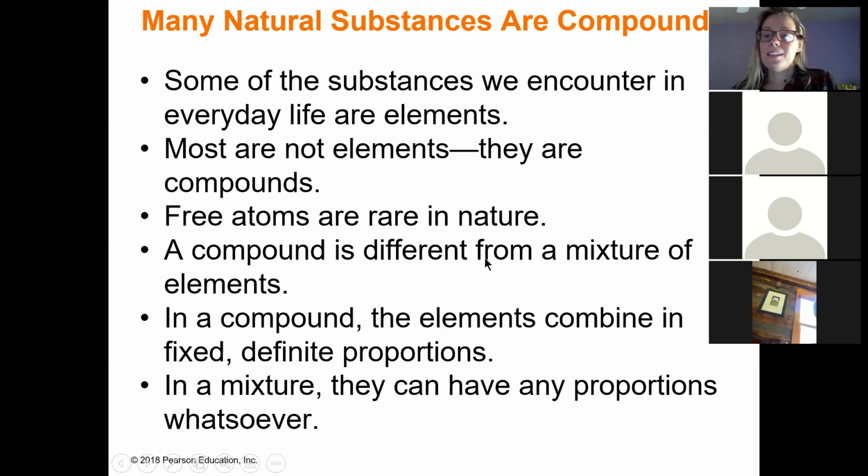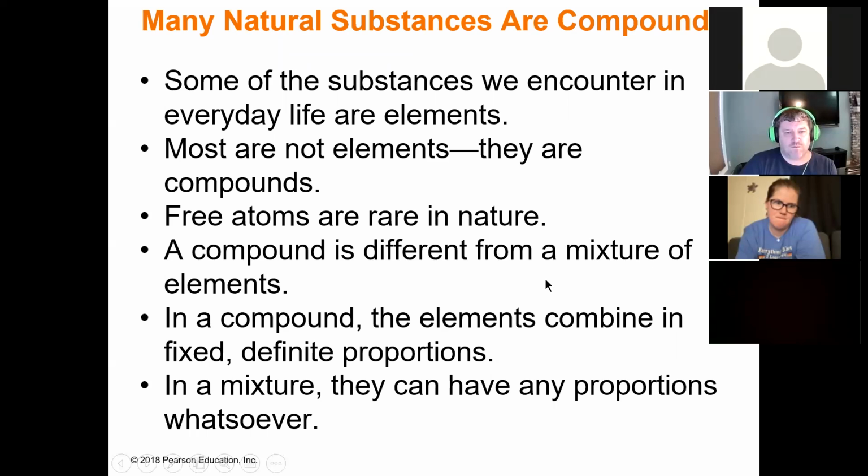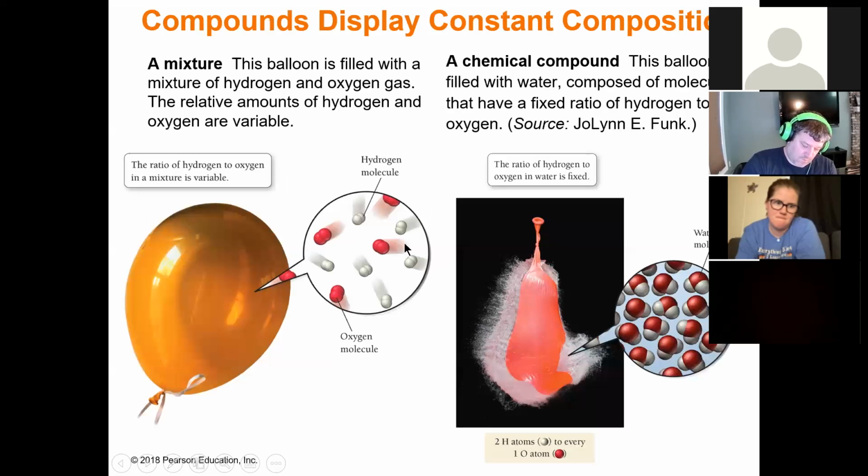A compound is different than a mixture. Remember, in a mixture, we can adjust the proportionality, right? So salt water, I can add more salt, I can add more water. Salt itself has a chemical formula of NaCl that I cannot change. If it is going to have the properties of salt, it needs to be 1 Na for every 1 chlorine. So compounds are fixed proportions and bonded together. Mixtures are a variety of proportions and they aren't fused together.